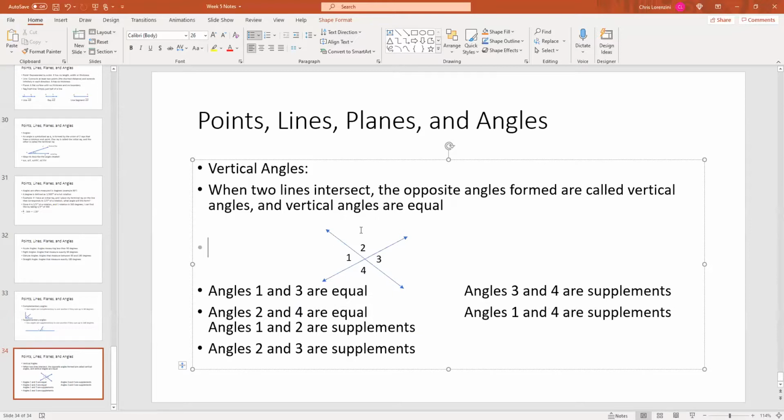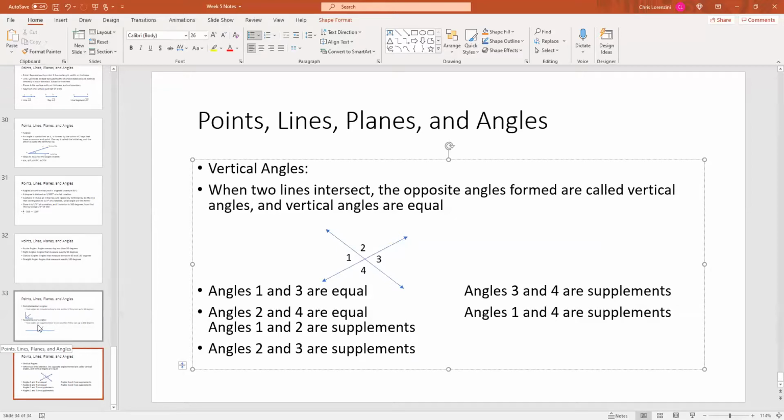So what this means is if I take a look at this, if I have 2 lines that intersect, angles 1 and 3 will be equal. Angles 2 and 4 will be equal. Angles 1 and 2 will be supplements because they fall on the same line. Angles 2 and 3 will be supplements because they fall on a line. Angles 3 and 4 are supplements, they fall on a line. Angles 1 and 4 are supplements because they fall on a line.